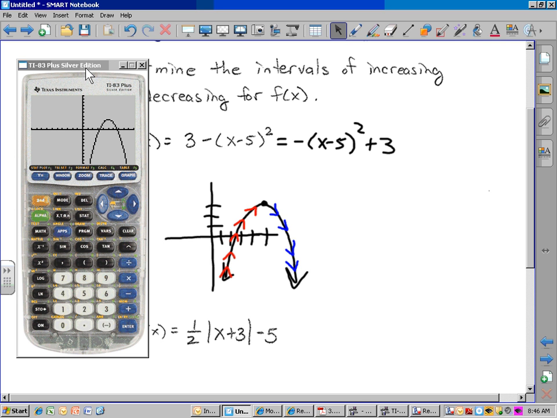Now I'm going from left to right. As I move from left to right, the graph is increasing. It's going up, as you can see with the red line. So we are increasing.